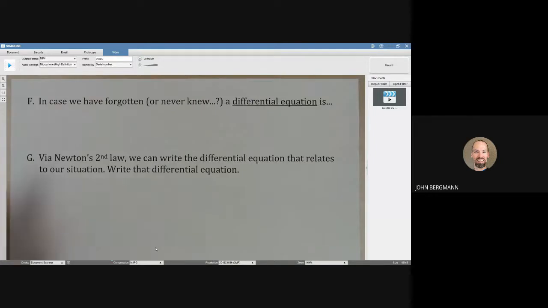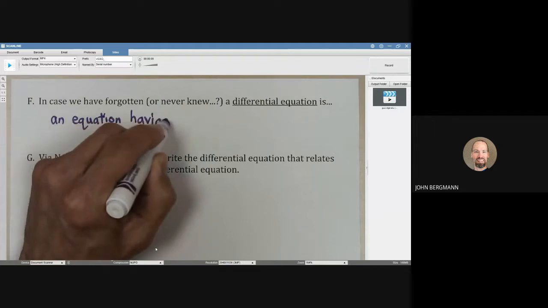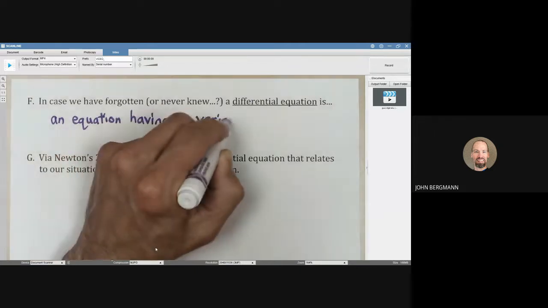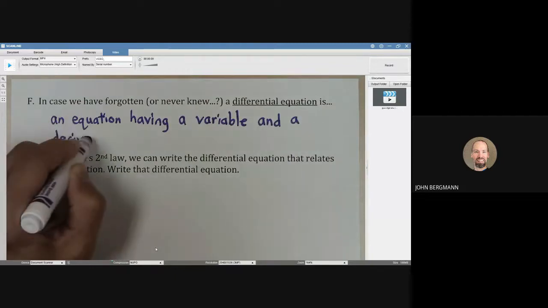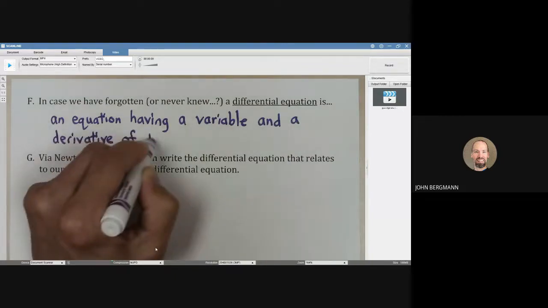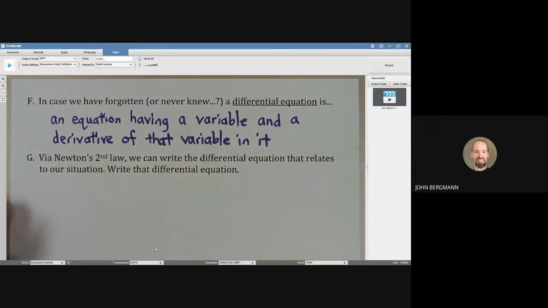A differential equation is an equation having a variable and a derivative of that variable in it. That's what a differential equation is. Last part. Via Newton's second law, we can write the differential equation that relates to our situation. Let's write that differential equation.